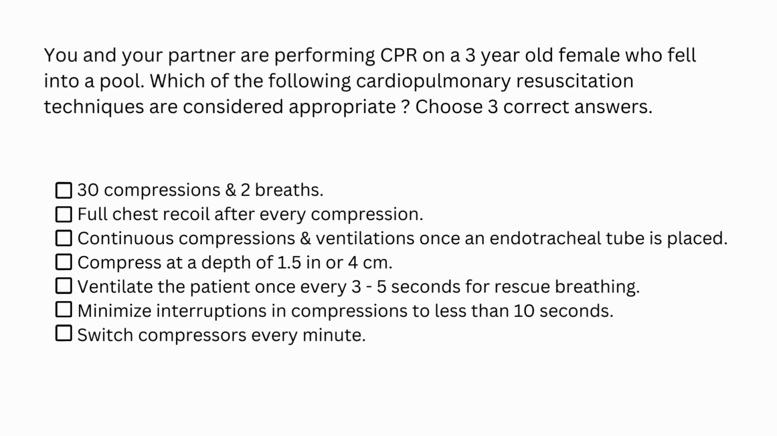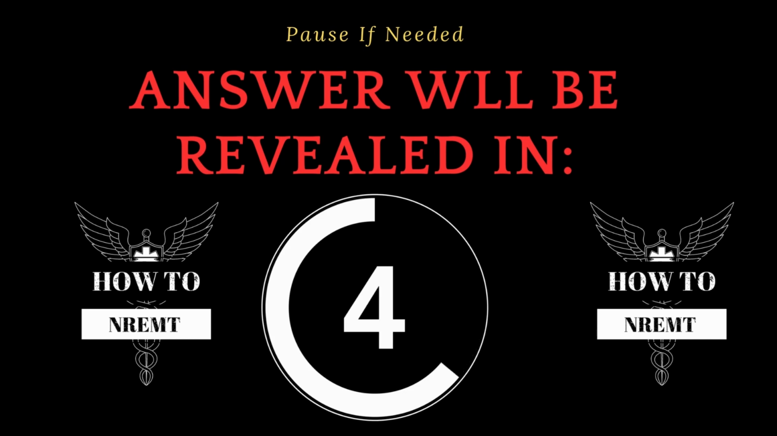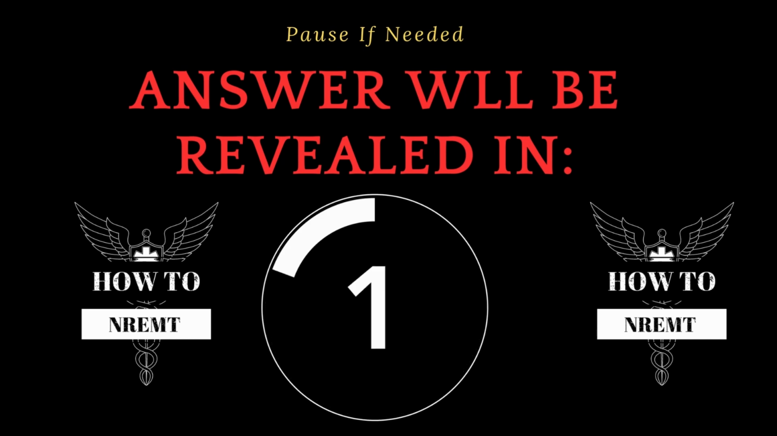Choose 3 correct answers. Your options are: 30 compressions to 2 breaths, full chest recoil after every compression, continuous compressions and ventilations once an endotracheal tube is placed, compress at a depth of 1.5 inches or 4 centimeters, ventilate the patient once every 3 to 5 seconds for rescue breathing, minimize interruptions in compressions to less than 10 seconds, or switch compressors every minute. If you need more time to review this question, pause the video now. The answer will be revealed in 5, 4, 3, 2, 1.